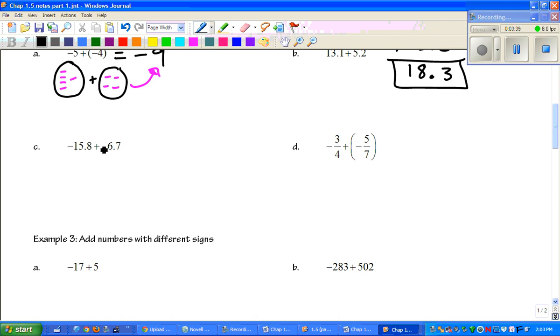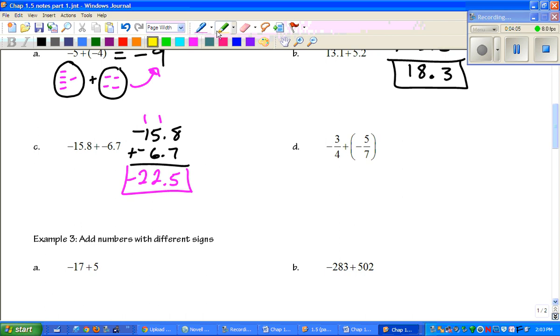For C, we're going to do the same thing. We've got decimals. Even though they're both negatives, we are adding them. Okay, let's start. 8 plus 7 is 15. I'm going to carry the 1. 6 plus 6 is 12, plus 1 makes 13, carry the 1. And we get negative 22.5.